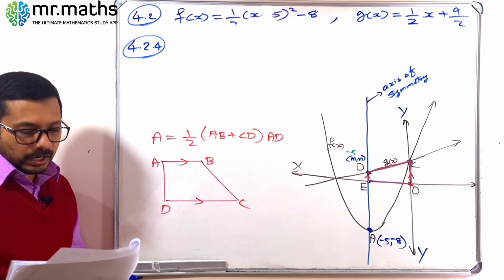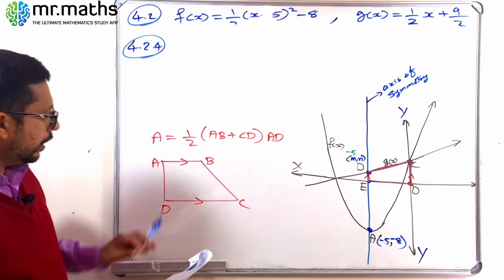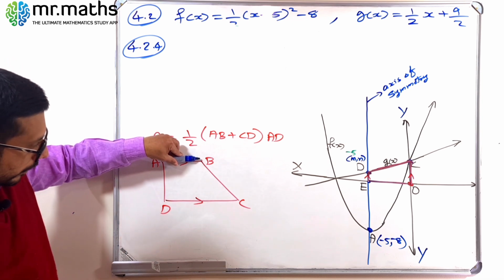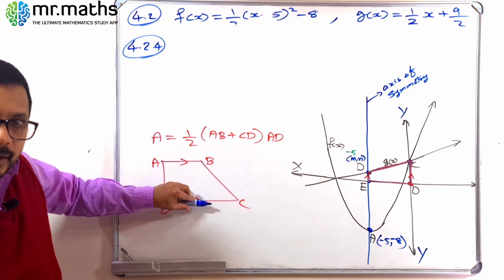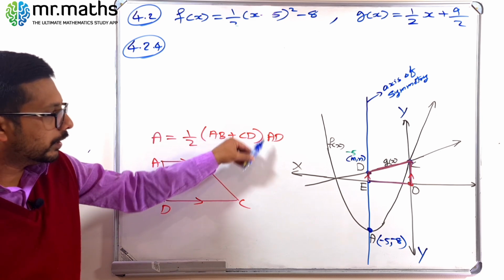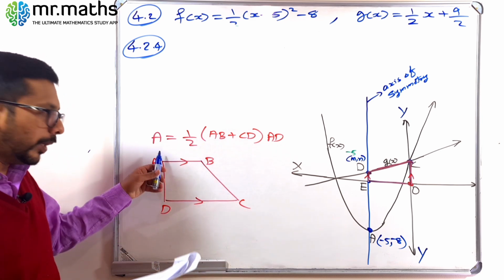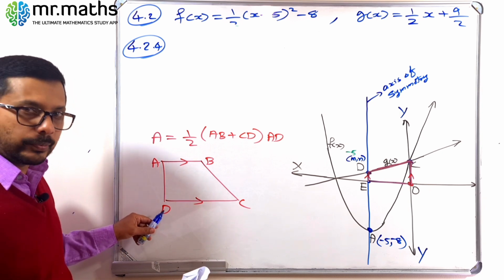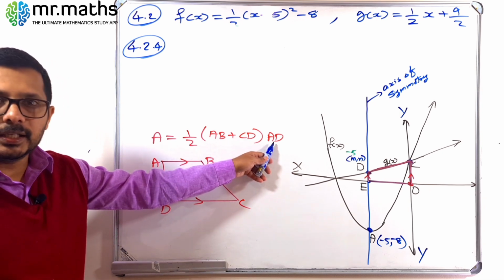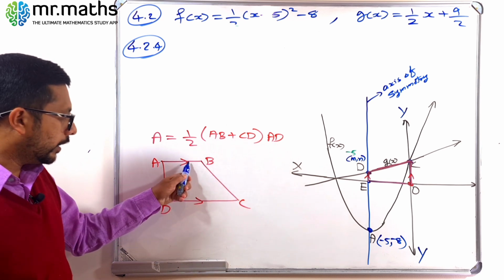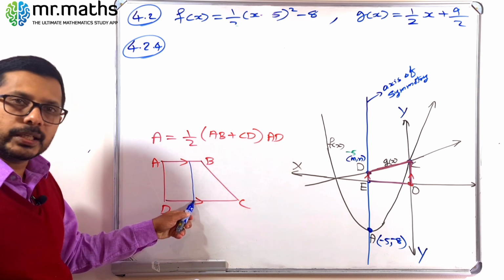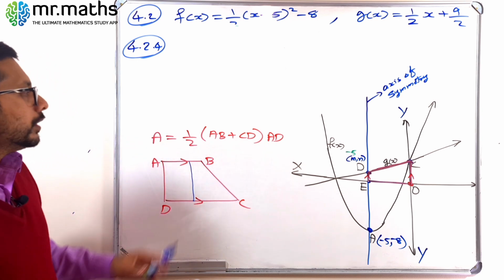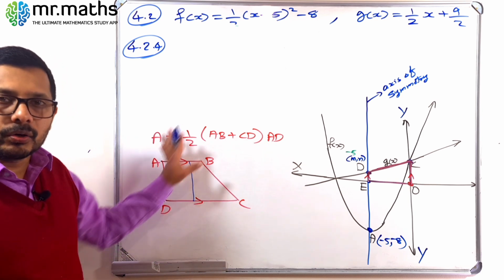So half into AB, the two parallel lines: the length of this parallel line AB, plus the length of this CD, times the height of that trapezium. That is AD, the perpendicular height between the two parallel lines. This is how you can find the area of a trapezium.